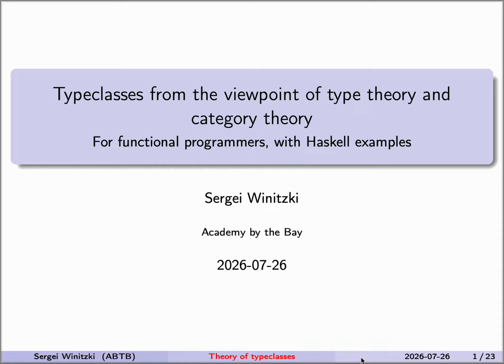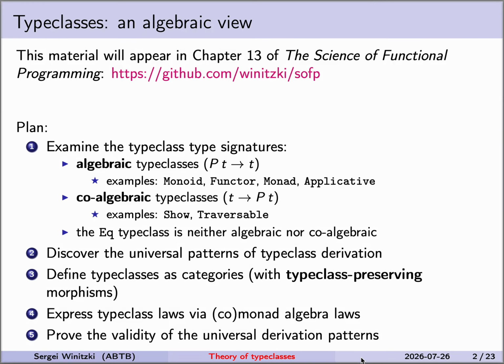And my focus is on understanding the properties of type classes and explaining a certain view that I have found about the general properties of type classes. This will be part of chapter 13 of my book, The Science of Functional Programming. Chapter 13 is the only one that is left unfinished. And part of the reason why it is unfinished is because I found that I don't quite understand type classes, and especially type class derivation.